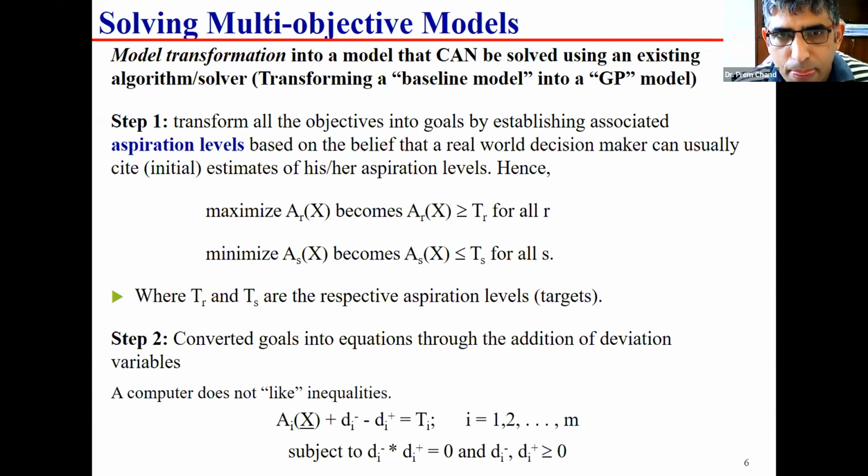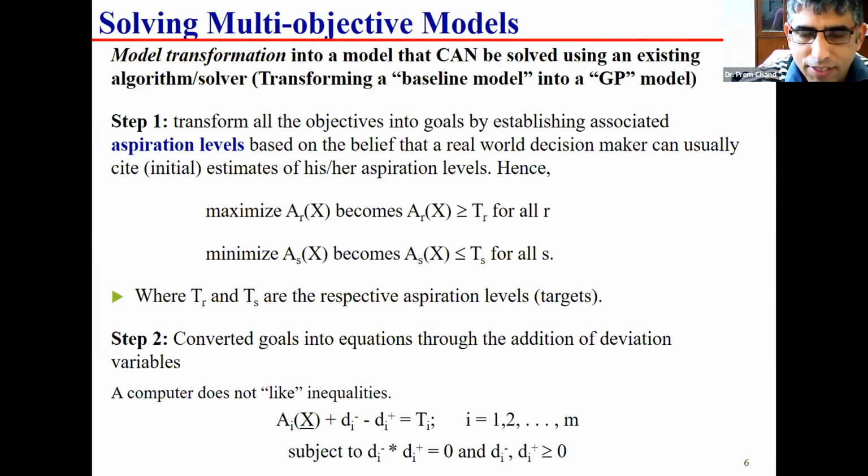Slides visible? Yes, sir, perfectly visible. Okay, my objective function was maximizing AR X. So I have to convert it into a goal. That means my function should be more than or equal to a certain level targeted PR. Okay. And for minimization objectives, we have to do the reverse.